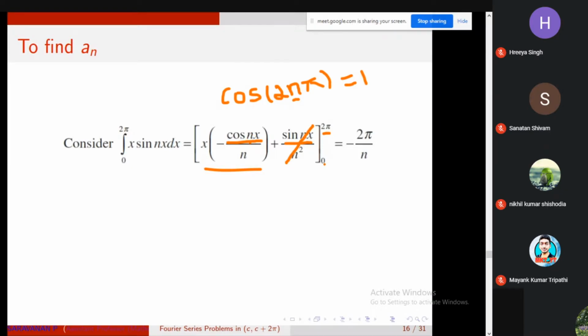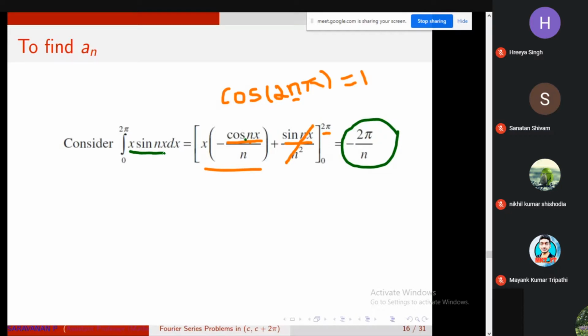And if I substitute the lower limit, x equal to 0, because of this x, it is going to be 0. So the lower limit is 0, and the upper limit value is 1. So I'll get 2 pi into minus 1 divided by n, that is minus 2 pi divided by n. So this is the value of the integral from 0 to 2 pi of x into sin nx.